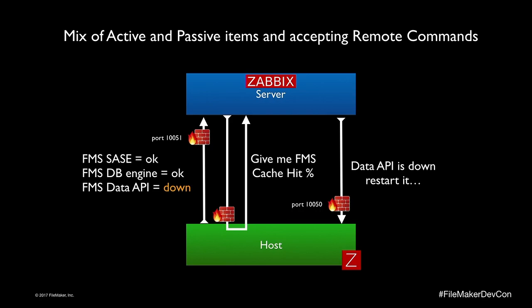One of the things that we'll show is how the Zabbix server can perform an action on your FileMaker Server, and in this case, it can instruct, through the fmsadmin command line, FileMaker Server, hey, restart that Data API process for me. So for full functionality, you'll typically have direction between Zabbix server and your FileMaker Server in two directions.